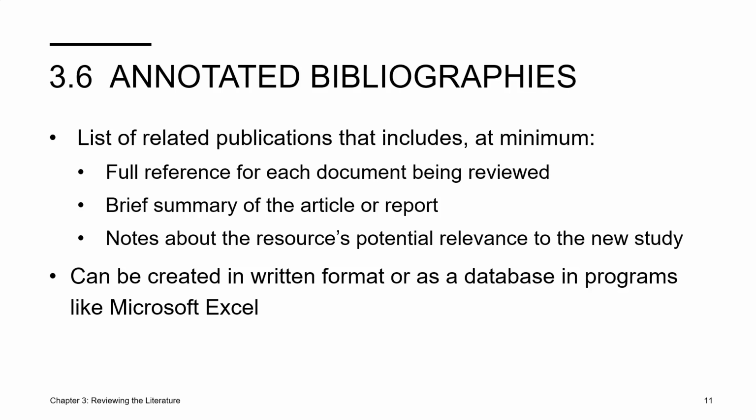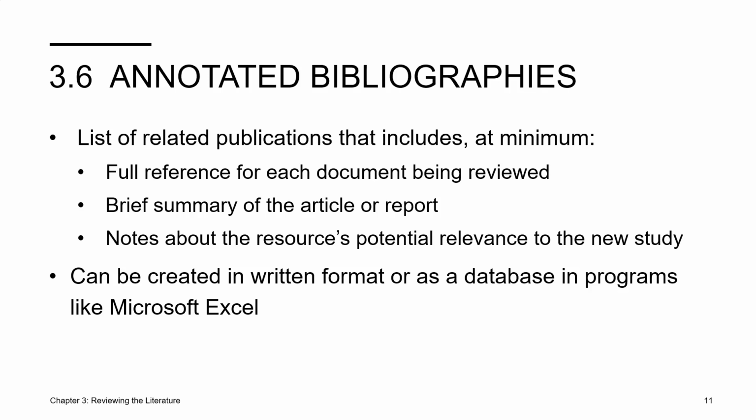Section 3.6 goes over annotated bibliographies. When you do a literature review, it's very easy to get stuck in a rabbit hole. You have several different studies, especially if you start looking at the references of those studies. You just end up having all these different literature sources available. One way to compile things is to put them into an annotated bibliography.